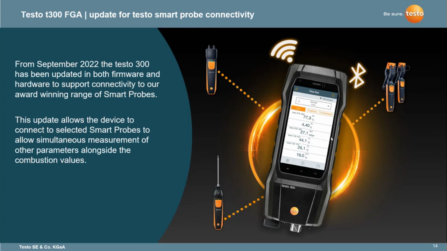So how does this work? We use a small USB Bluetooth dongle that plugs into the 300, and that gives us connectivity to up to 4 smart probes in total.